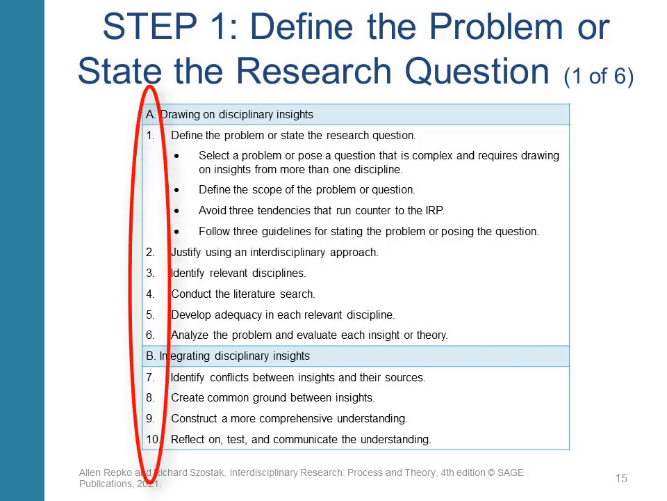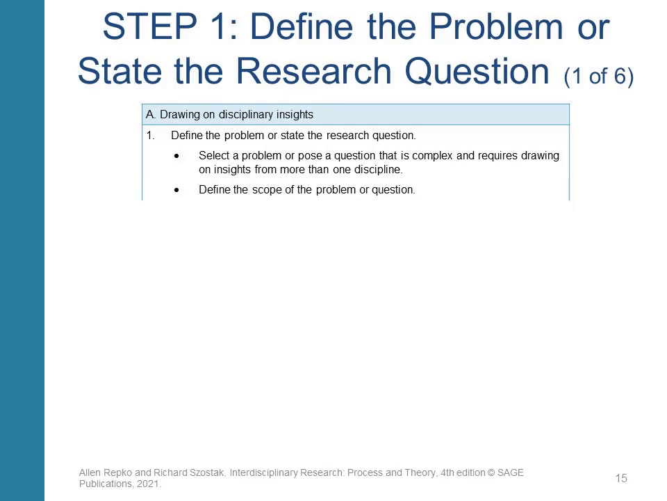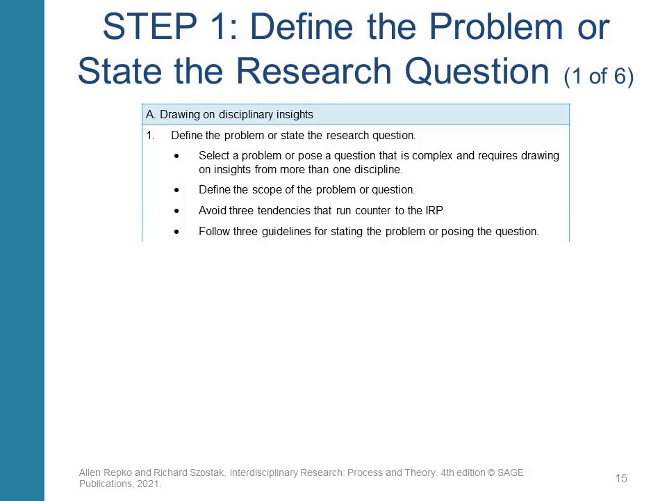The IRP has 10 basic steps. The first step is to define the problem or state the research question. This first step can be further divided into 4 decisions we need to make. Making sure that we select a problem that is suitable to interdisciplinary study, define the scope of the problem, make sure we avoid 3 common tendencies that run counter to the entire process, and make sure we follow 3 guidelines.